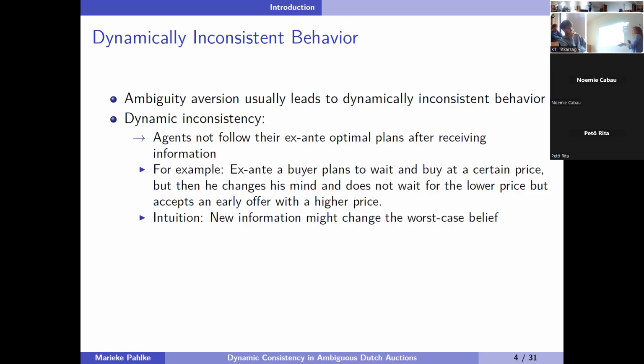That's a general issue. The basic intuition is that the new information changes your worst case. But what is the new information? New information is basically information about the valuation of the other buyer, because if I see that the other buyer has not accepted the price so far, his valuation has to be lower than the types that would have accepted so far. I hope this also becomes clearer when I'm in the model.